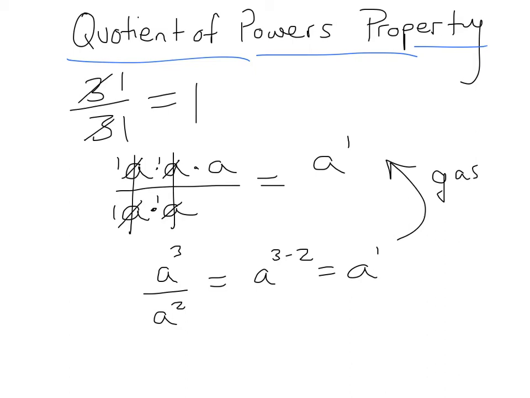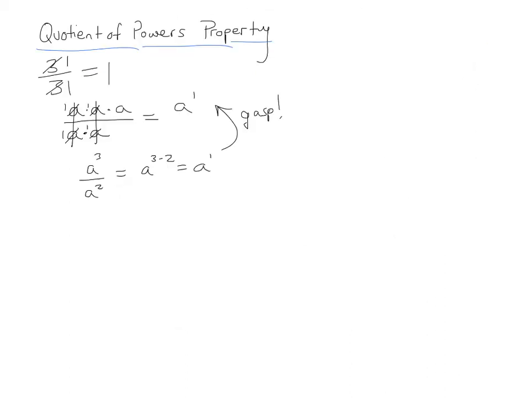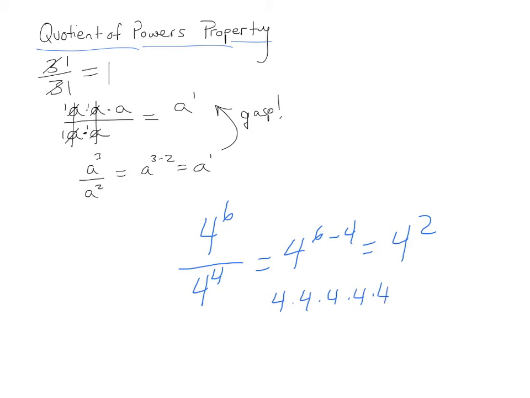Gasp again. Yay! I made some room for some more examples. What if we had the example of 4 to the 6th power over 4 to the 4th power? Well, you can either do it a shortcut way, where we take 4 to the 6th minus 4, which would be 4 to the 2nd. Or you can connect with the idea that 4 to the 6th is nothing but 4 times 4 times 4 times 4 times 4 times 4.